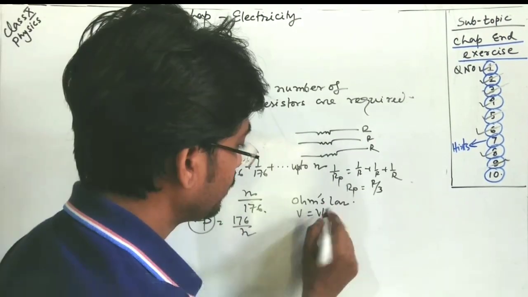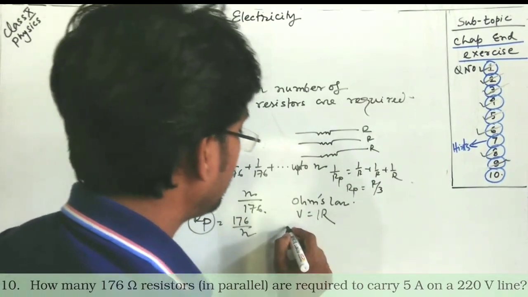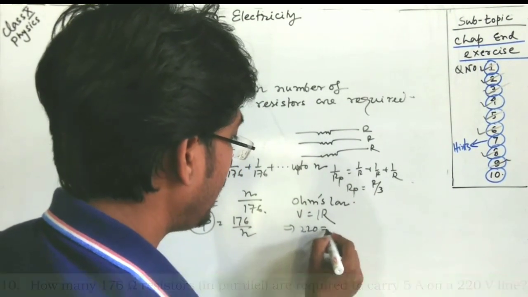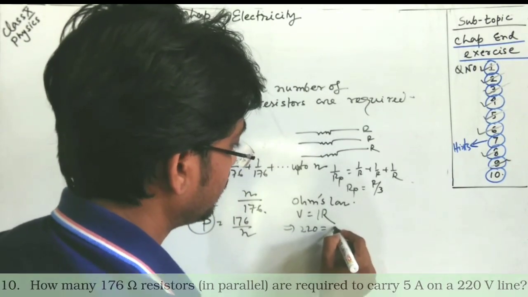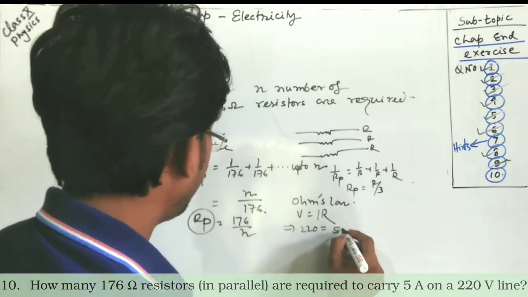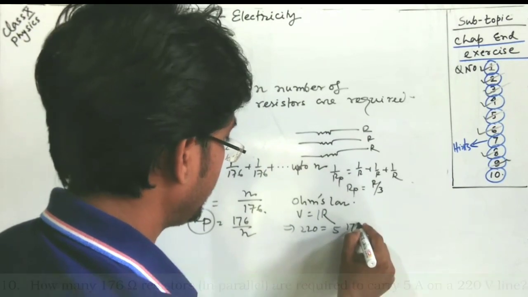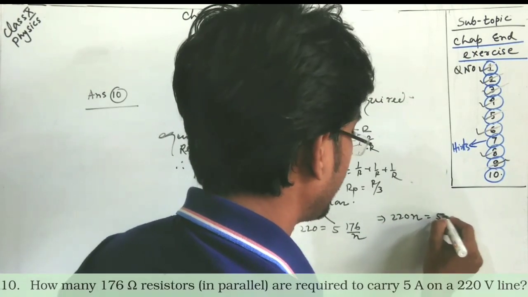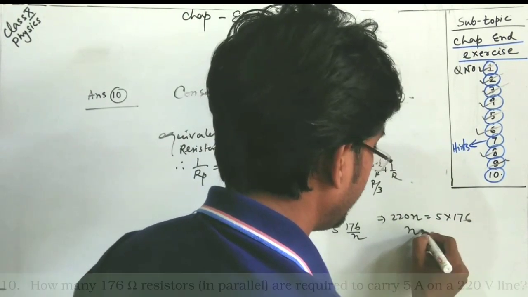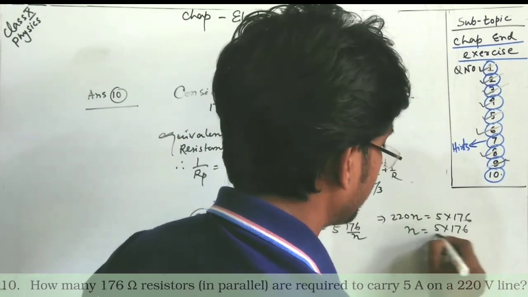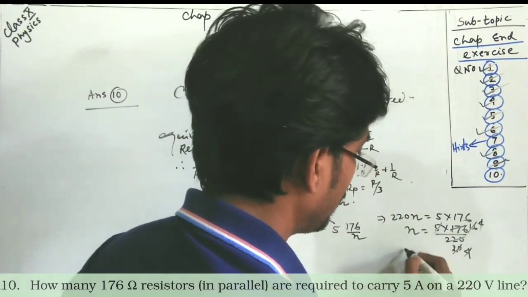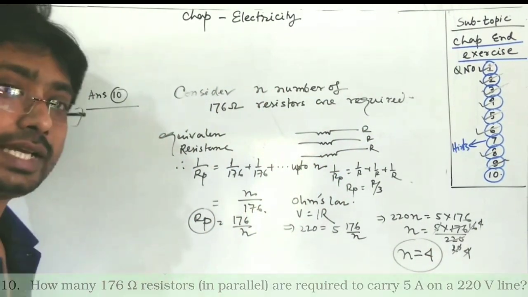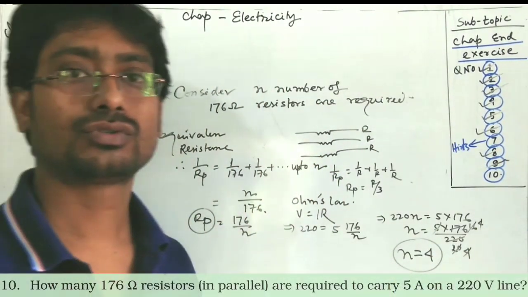Now apply Ohm's law, V is equal to IR. Then you have to fill it up. V is equal to 220, I is 5 ampere according to the question, and R is given here 176 by n. 220 n is equal to 5 into 176. So n is equal to 5 into 176 by 220. So n is equal to 4. So the number of resistances to be connected in parallel will be 4. So the answer will be 4.